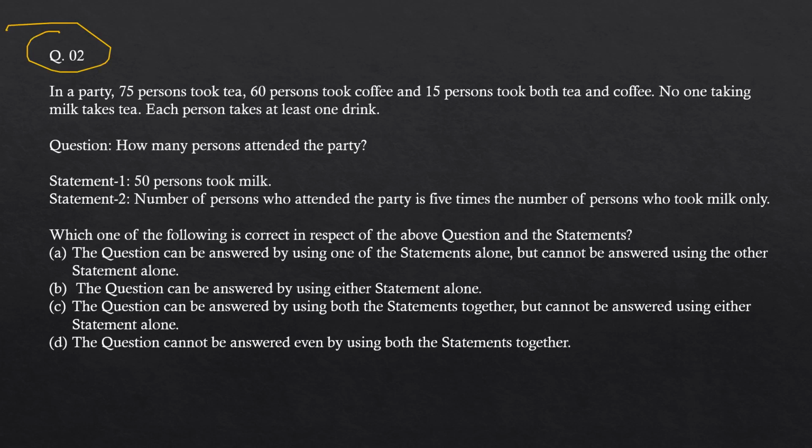Now question number 2. This is a typical CSAT type question where we have statements and then we decide which statement is sufficient: statement 1, statement 2, both or none. So now let's start with question number 2. In a party, 75 persons took tea, 60% took coffee and 50% took both tea and coffee. No one taking milk takes tea. Each person takes at least one drink. Now line by line we will make a Venn diagram.